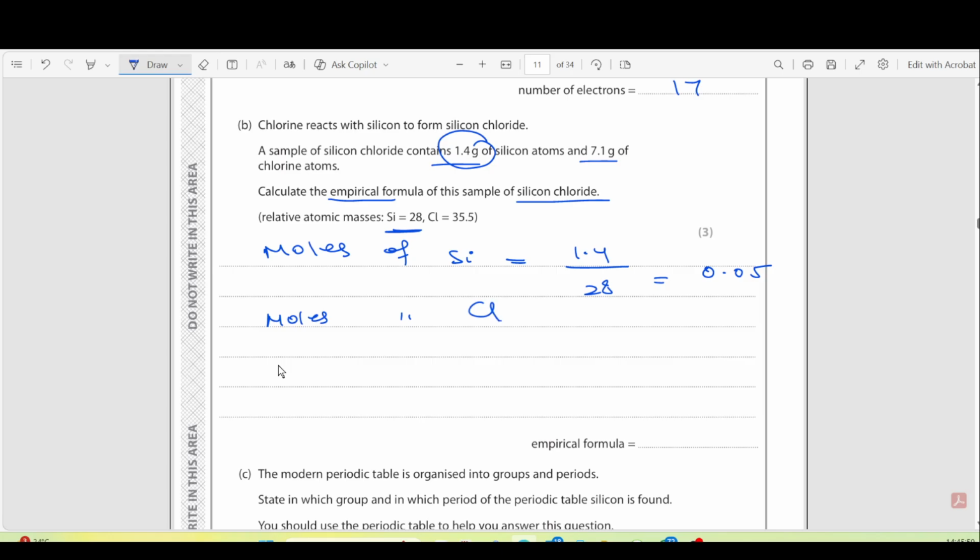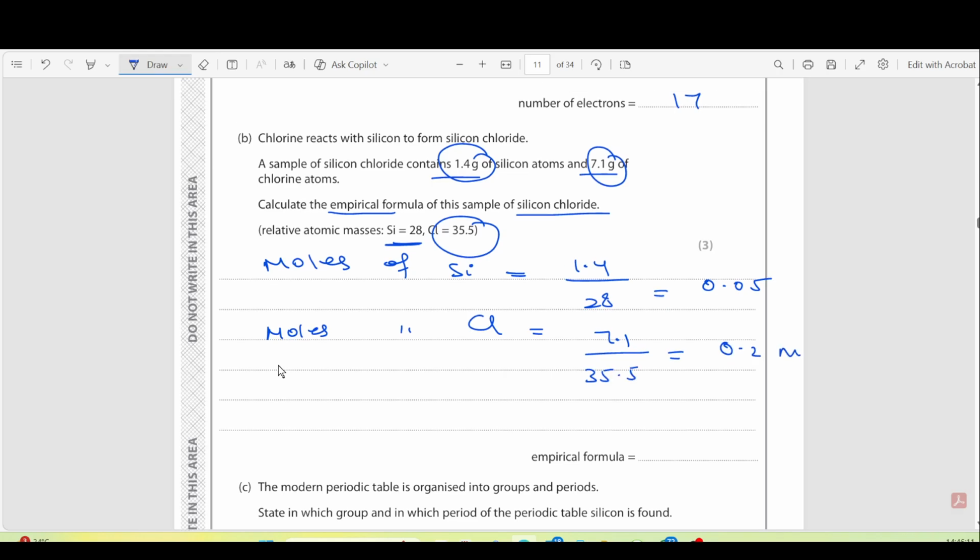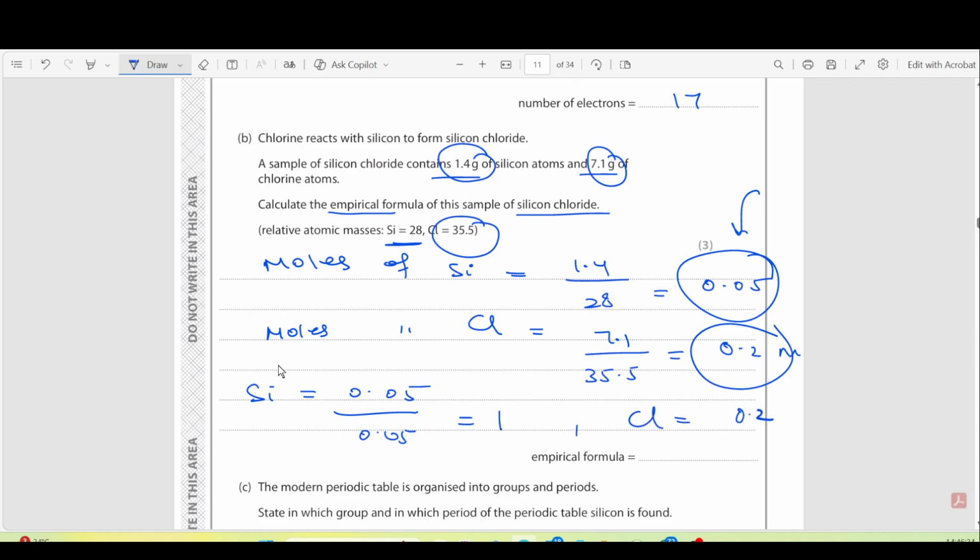Similarly, moles of chlorine atoms. Chlorine mass is 7.1. We divide it by its relative mass, 35.5, and the moles for chlorine is 0.2. And now we divide by the smallest. Out of these two, which one is smaller? 0.05. So we divide both of them by 0.05. For silicon, 0.05 divided by 0.05 gives 1. For chlorine, 0.2 divided by 0.05 gives 4.